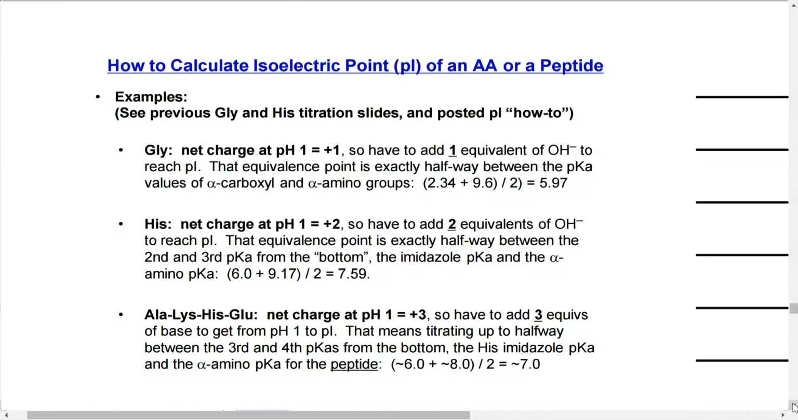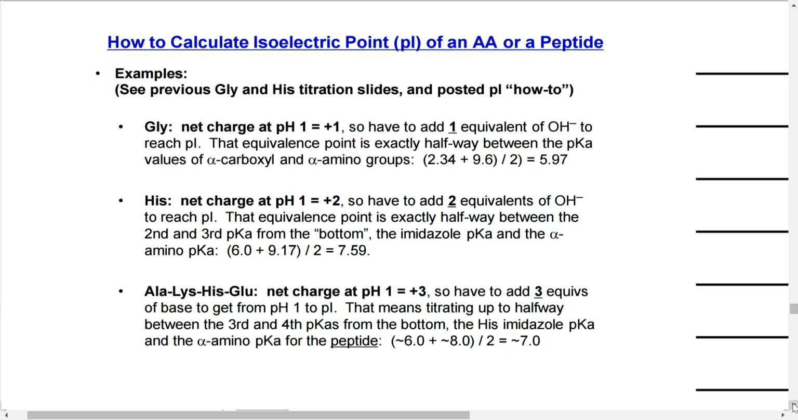Okay. So, example, we look at glycine and histidine. Glycine's net charge at pH 1 is plus 1. So I have to add one whole equivalent of hydroxide ion to reach the pI. That equivalence point is exactly between the two pKs, as I showed you on the graph. Those two pKs, for the carboxyl group and the amino group, are 2.34 and 9.6. That gives 5.97. For histidine, you find the two places. The equivalence point is exactly halfway between the second and third pKa. So there it's 6.0 plus 9.17, and that gives you a pI of about 7.